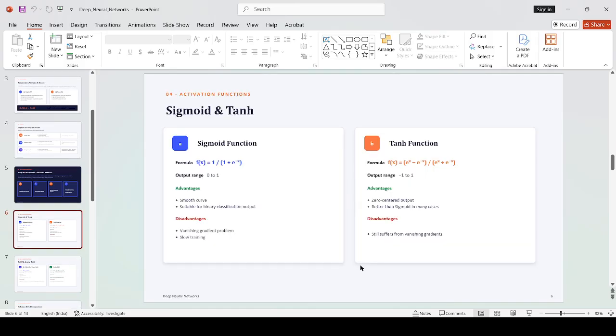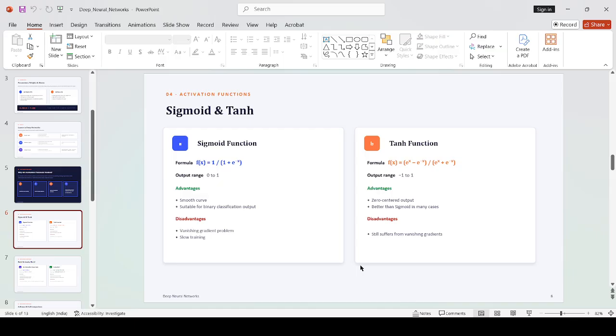Let us first study two traditional activation functions. The first is the sigmoid function. Its output ranges from 0 to 1, making it suitable for binary classification problems where predictions represent probabilities. Its main advantages are its smooth curve and probabilistic interpretation.